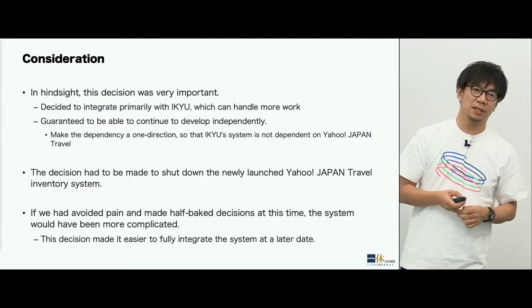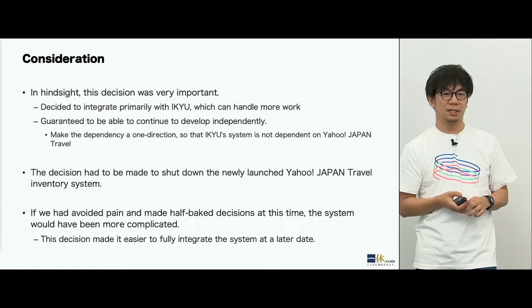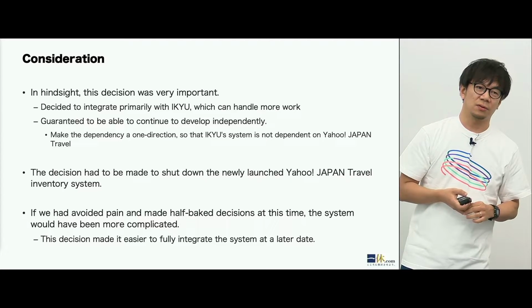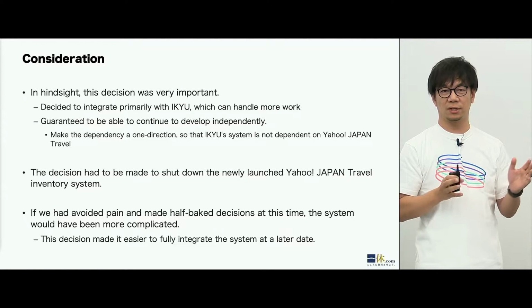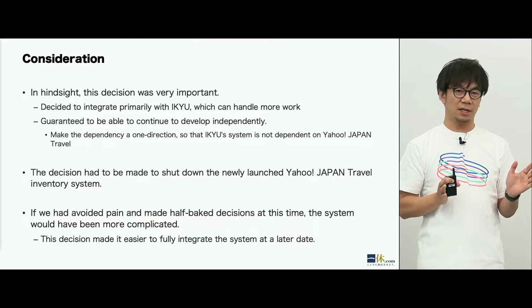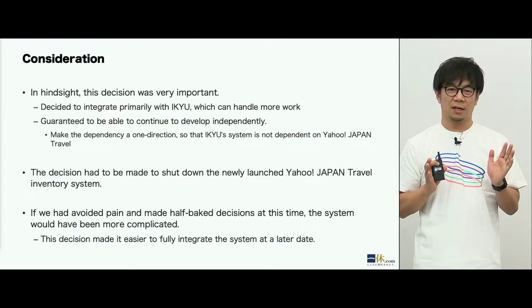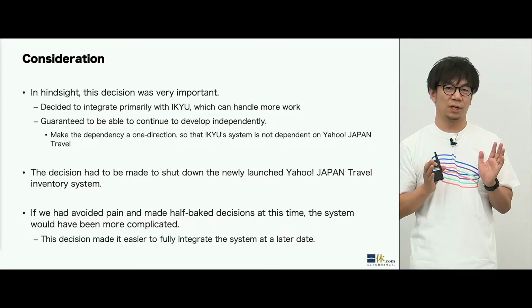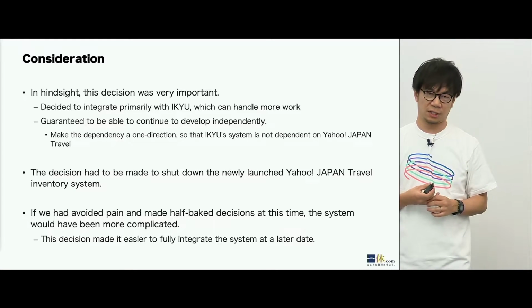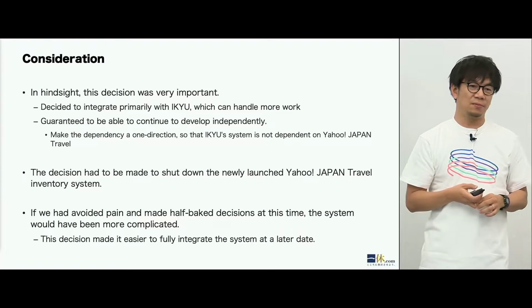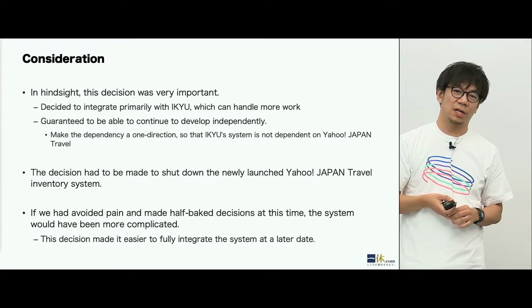So why am I talking about this? This decision making was a very important decision making, actually. As I mentioned before, primary became EQ. Why is that? Because as for the backend processes, EQ had more history, so they had more experience. That is why EQ could take over. That is why we integrated the system onto EQ as primary.